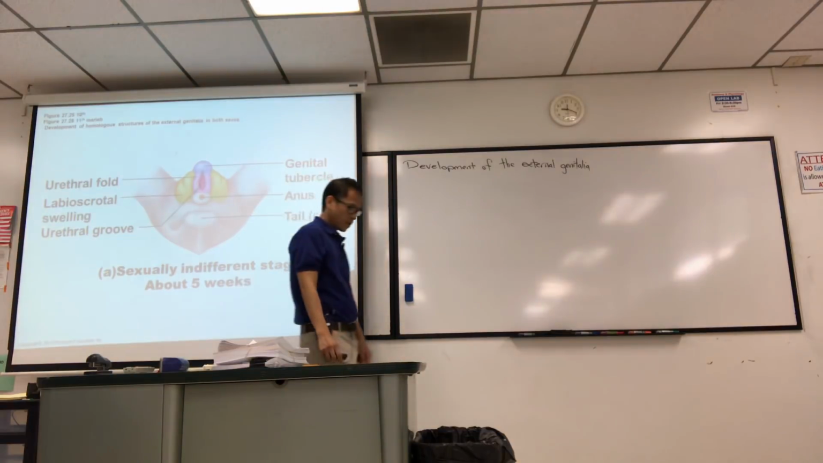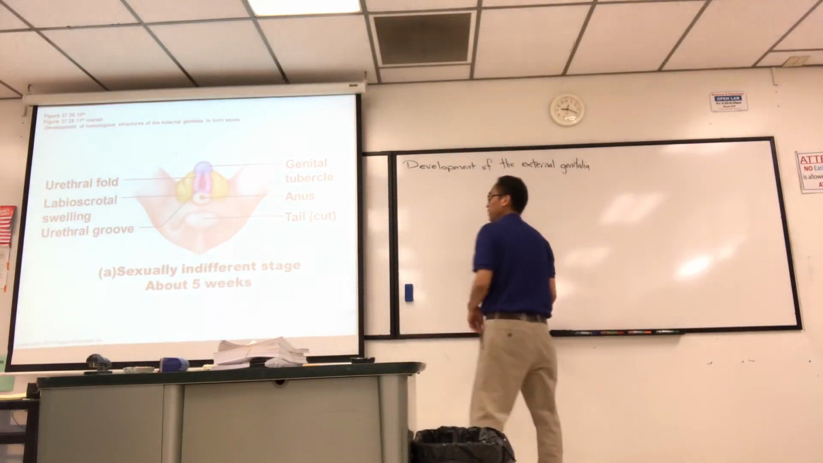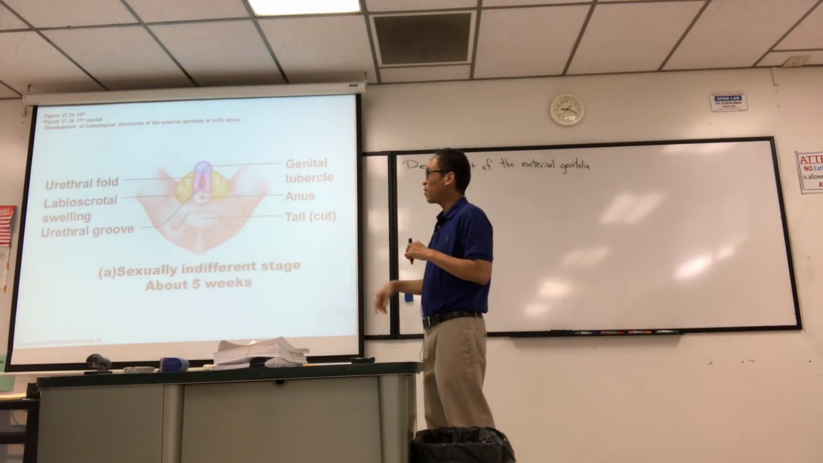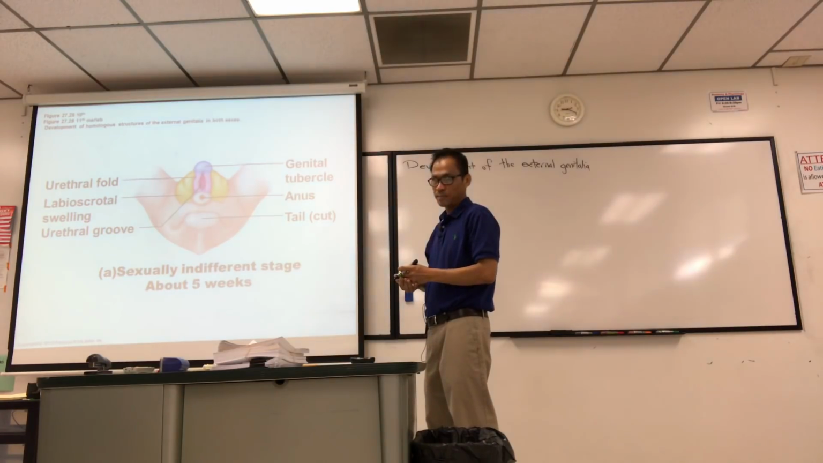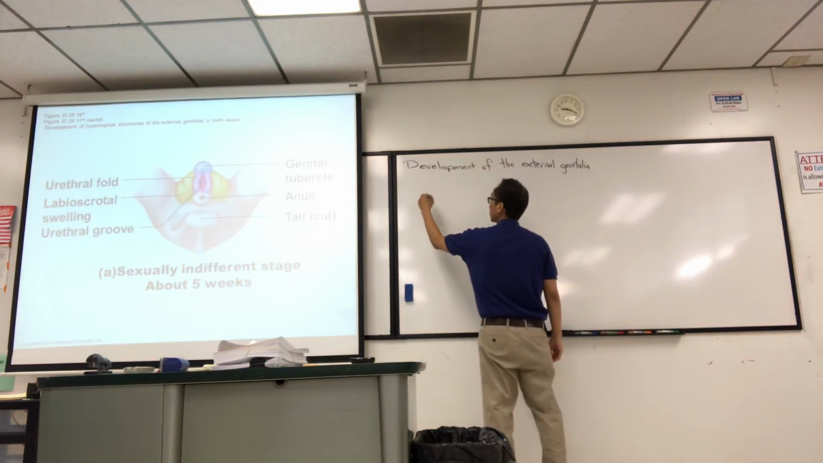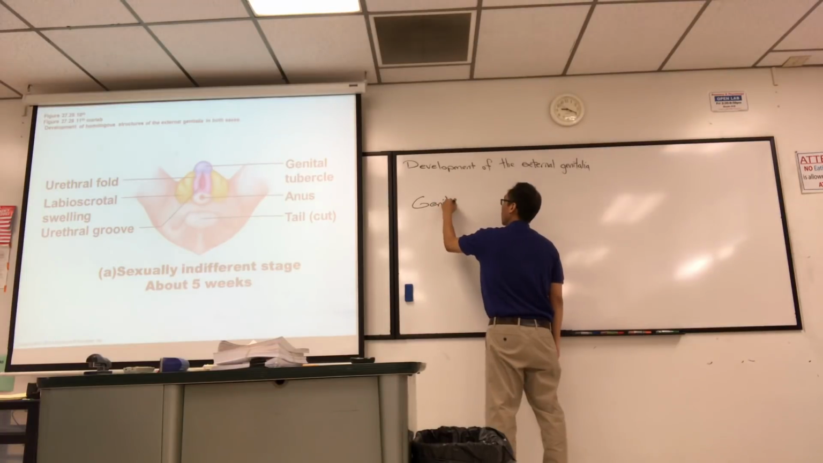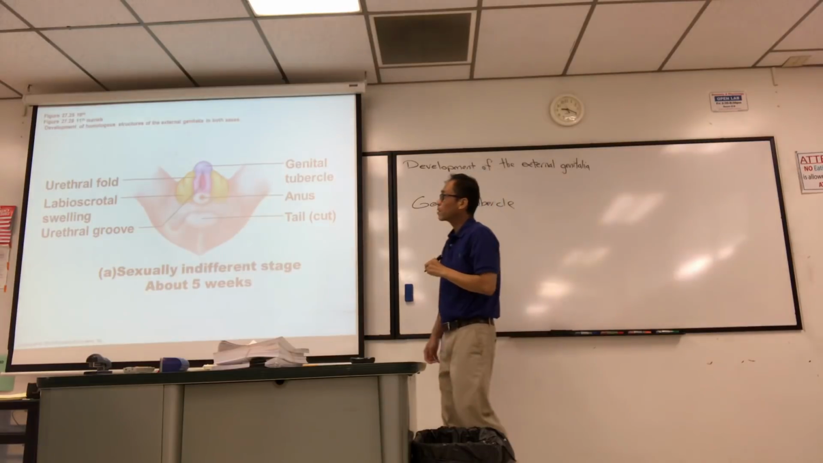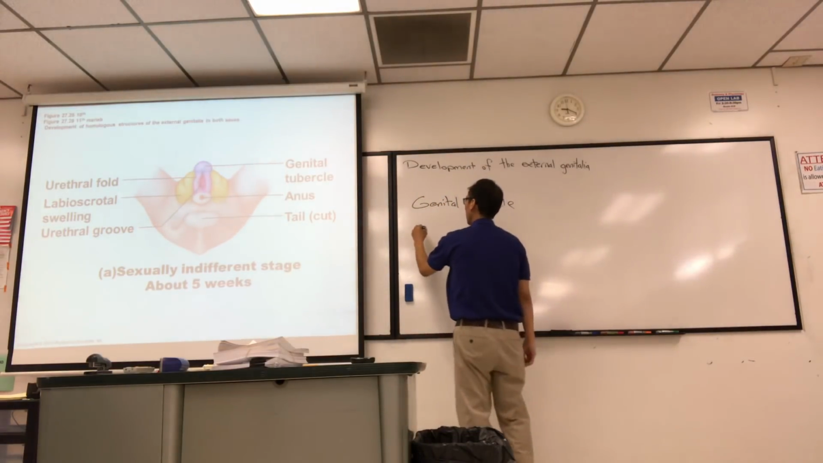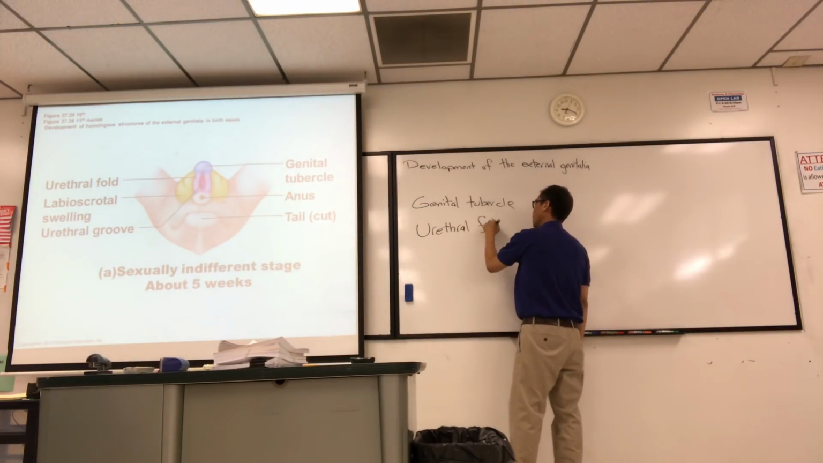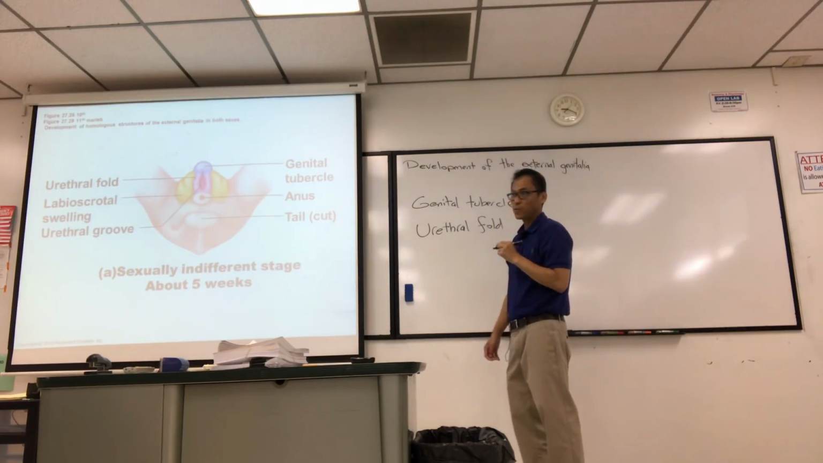This picture is just showing you the development of the external genitalia at about 5 weeks development. There are some things that are color-coded. When it's in the indifferent stage, it's genetically determined, but it will develop one way or the other. Let's know the genital tubercle, the urethral fold in pink, as well as the labial scrotal swelling.